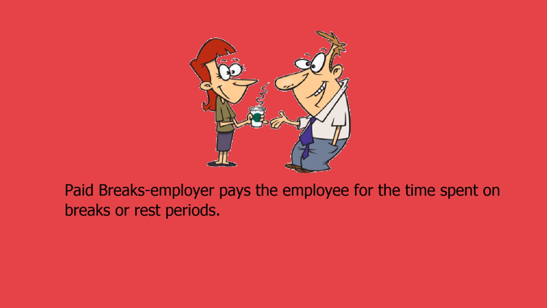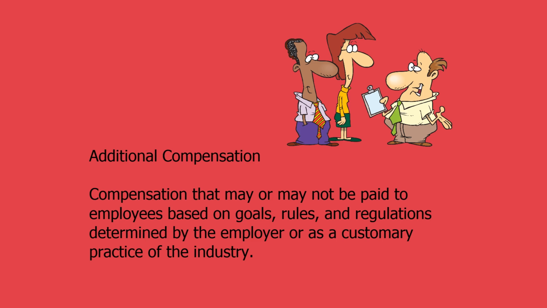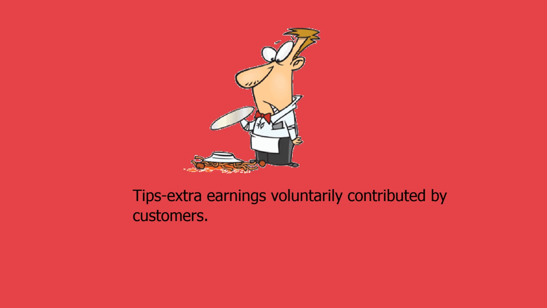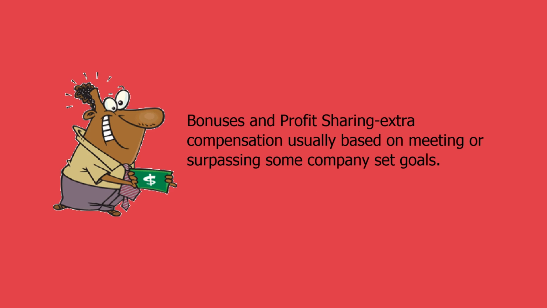Paid breaks: employer pays the employee for the time spent on breaks or rest periods. Additional compensation: compensation that may or may not be paid to employees based on goals, rules, and regulations determined by the employer or as a customary practice of the industry. Tips: extra earnings voluntarily contributed by customers. Bonuses and profit sharing: extra compensation usually based on meeting or surpassing some company set goals.